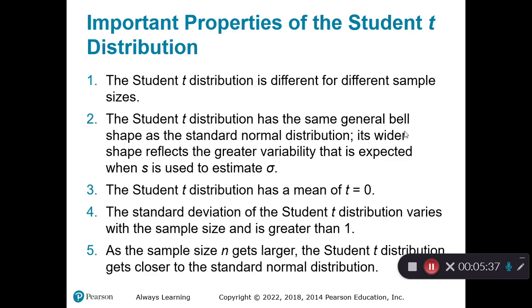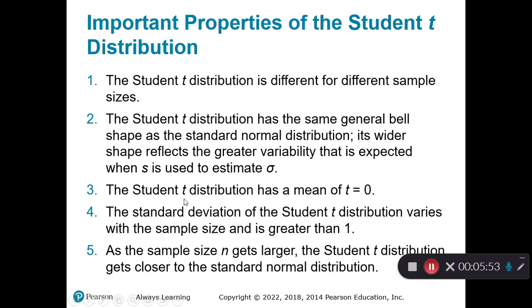However, its wider shape reflects the greater spread or variability that is expected when we use the sample standard deviation versus the true population standard deviation. So S is an estimate for sigma.